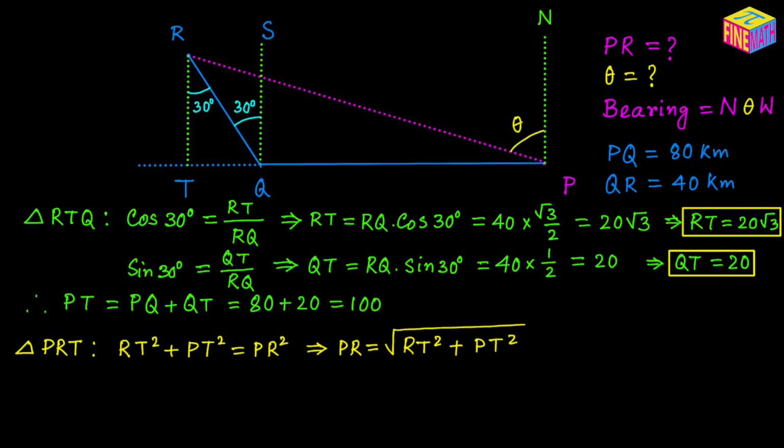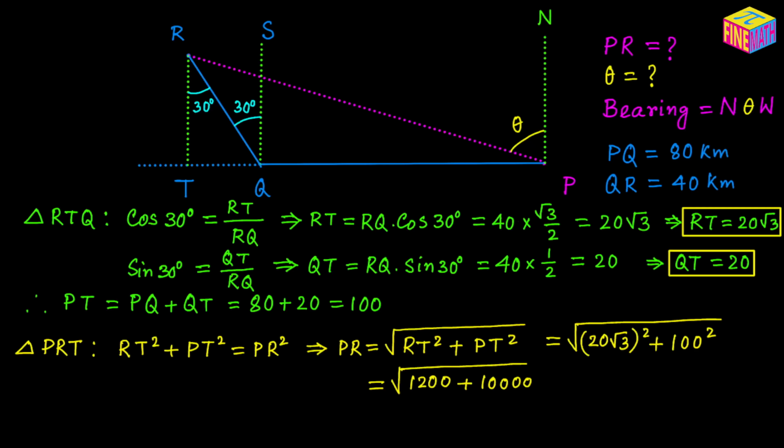Now let's plug in the values of RT and PT. So the value will be like this: square root of 20 times square root of 3 whole squared plus 100 squared, and that can be written as square root of 1200 plus 10,000, and that is actually equal to 11,200 under the square root, of course. And if we plug in that value in a calculator, it turns out to be 105.83. So the distance between the 2 points, the port and the current location of the ship, that straight line distance is actually 105.83 km.